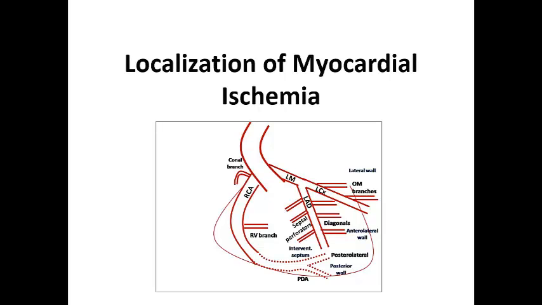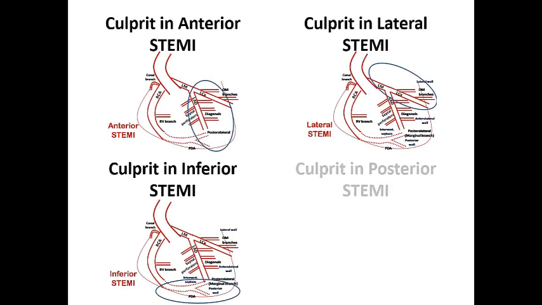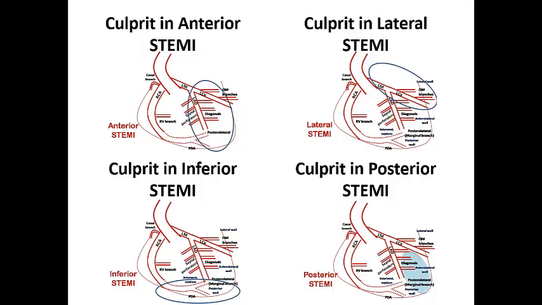And then we discussed, of course, the localization of myocardial ischemia, which was one of the very successful lectures in the ECG course, and how to localize it. And then we have four separate lectures regarding culprit in anterior STEMI, culprit in lateral STEMI, culprit in inferior STEMI, and culprit in posterior STEMI, which were, of course, the end to season 2 in the ECG course.